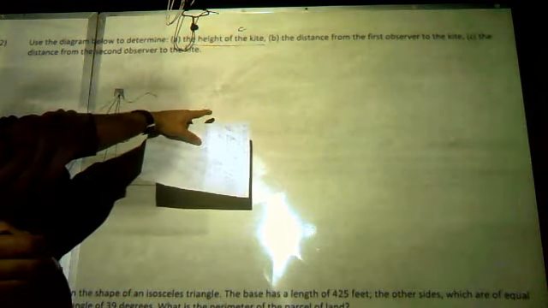The distance from the first observer to the kite. I called the guy that was closest observer number 1, and then the other guy I called observer number 2. That's just a little technical detail that I think will help you while you're solving this problem, if you go ahead and identify which ones are your first and second observers.